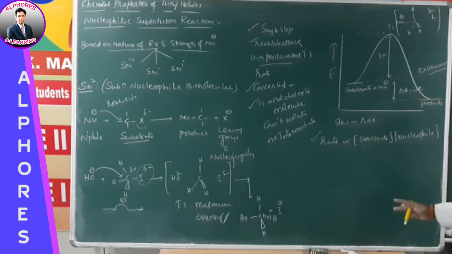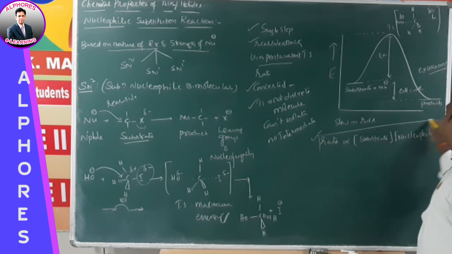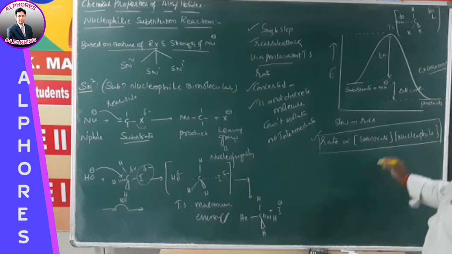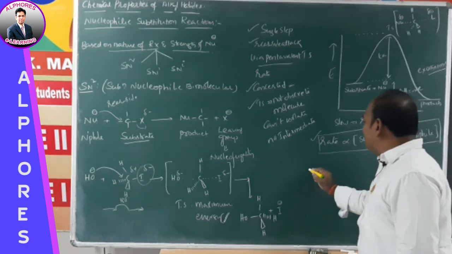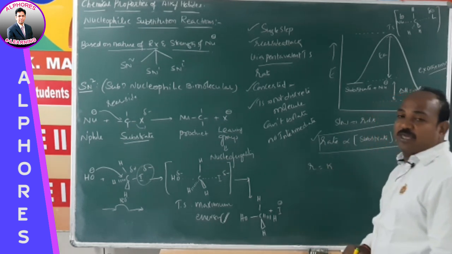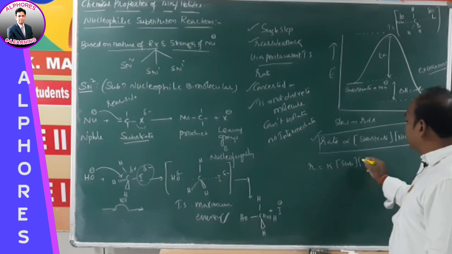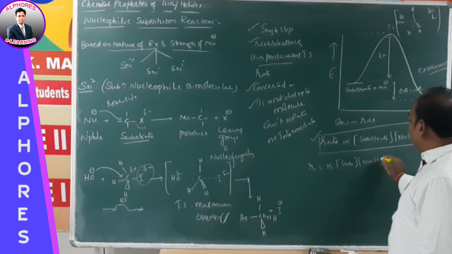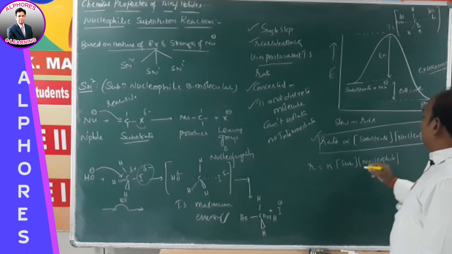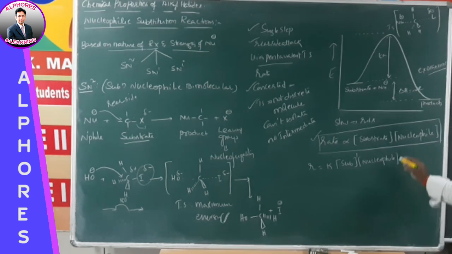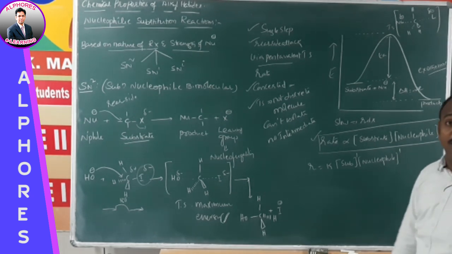So like that, by making different experiments, we came to one conclusion, what we call the rate law. So the rate law is experimentally derived. We are not going to derive it theoretically. In order to remove this proportional relation, we have to use the constant K. Rate is equal to K into the concentration of substrate and the concentration of nucleophile. Now it is very clear: first order with respect to substrate and first order with respect to nucleophile.